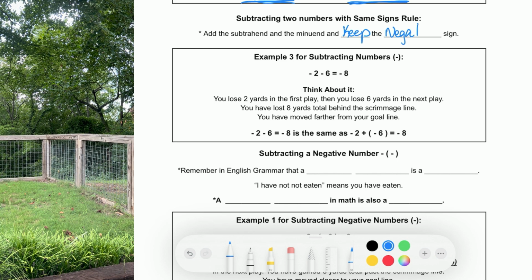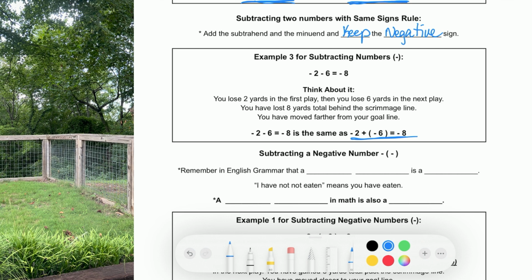Okay, so example 3, -2 minus 6 equals -8. So let's think about that problem. You lose 2 yards in the first play, then you lose 6 yards in the next play. You have lost 8 yards total behind that scrimmage line. You have moved farther from your goal line. So the negative 2 minus 6 equals negative 8 is the same as what we did in the last section. Negative 2 plus negative 6 equals negative 8.